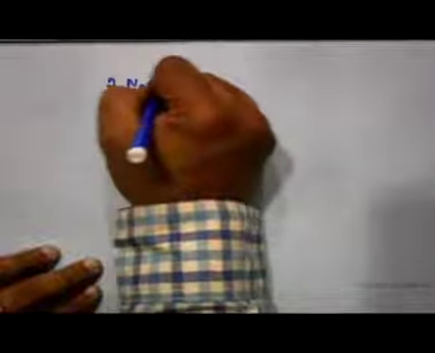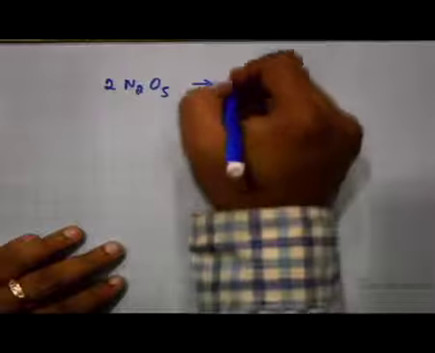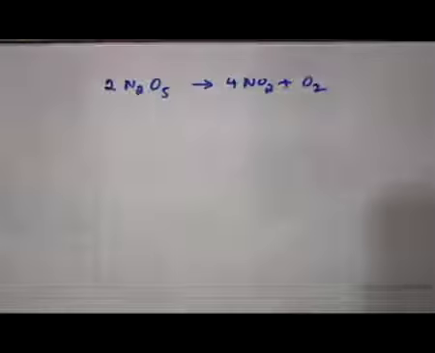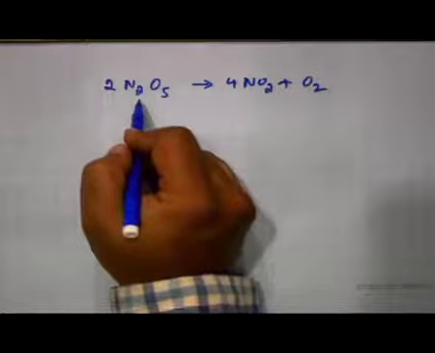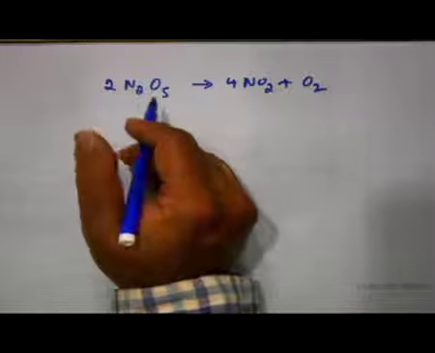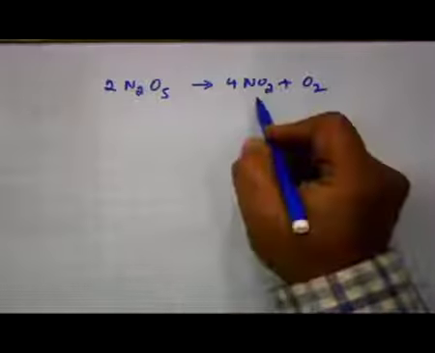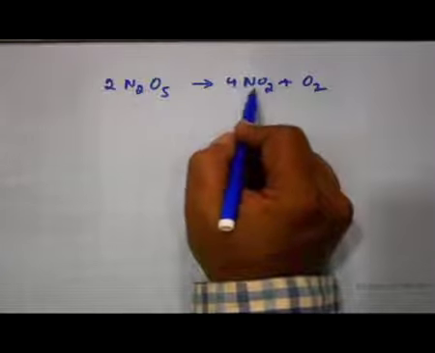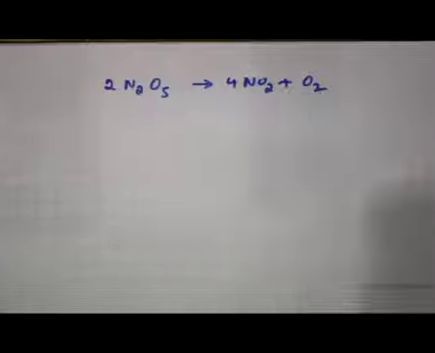So, let us consider this. I am considering the decomposition of N2O5 into NO2 plus O2. Based on this reaction, N2O5 is my reactant species. I am looking at the decomposition of that. Decomposition into what? There are two products, 4NO2 and O2. So, the products are NO2 and O2, and then obviously you have to make sure that the reaction is balanced.